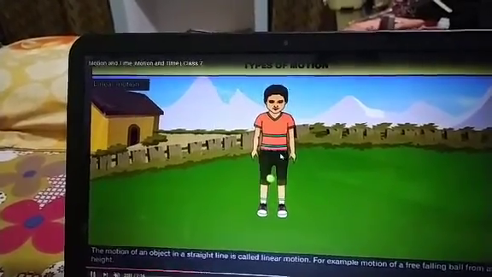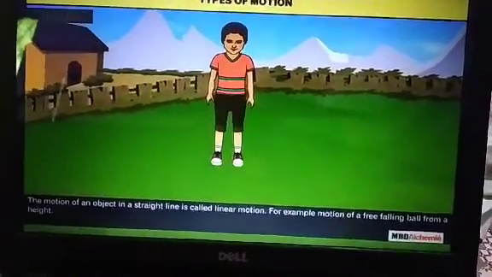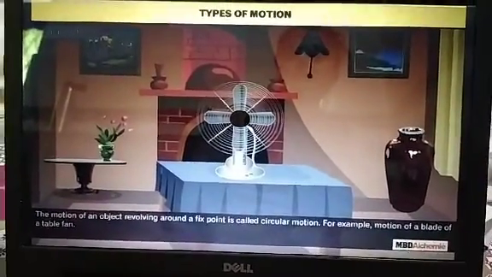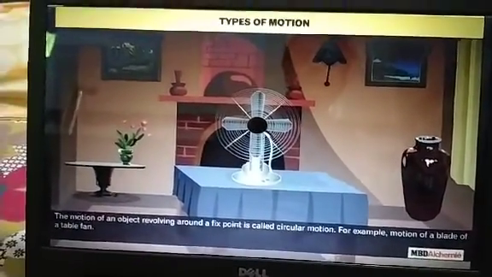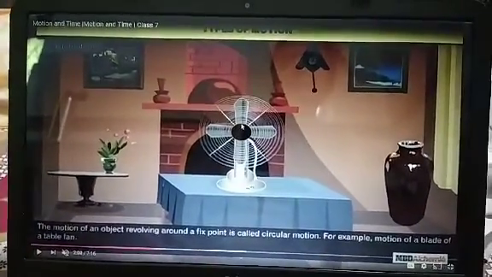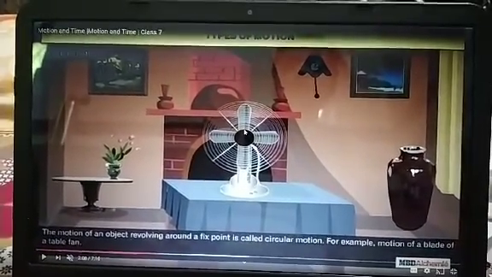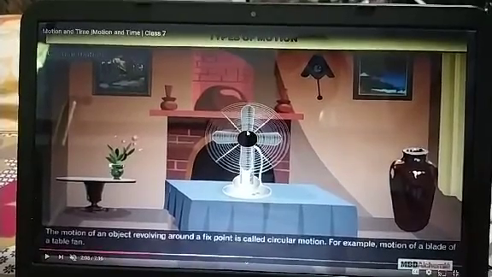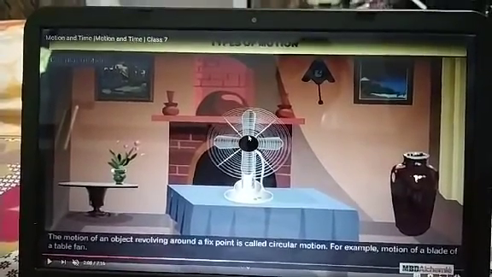See this ball. This is known as linear motion. Now the next one is the circular motion. A motion of an object revolving around a fixed point is called circular motion.